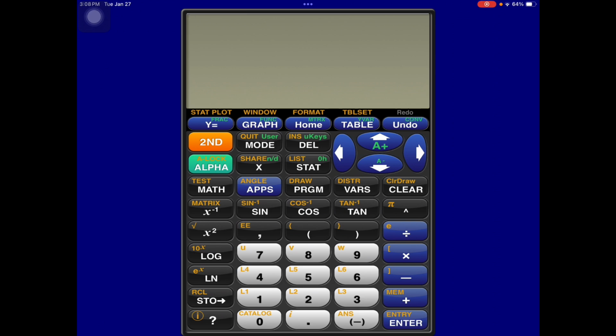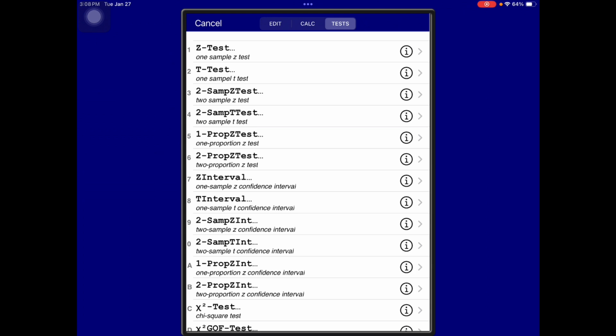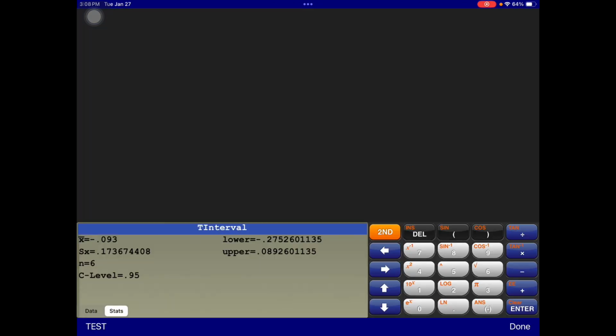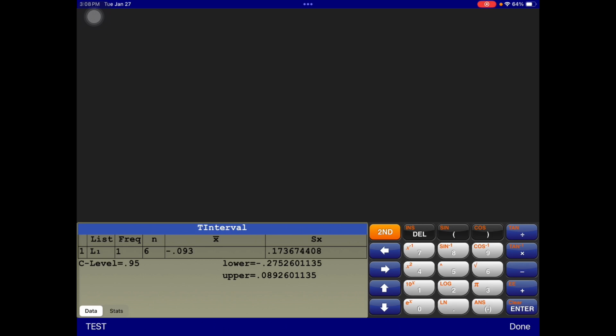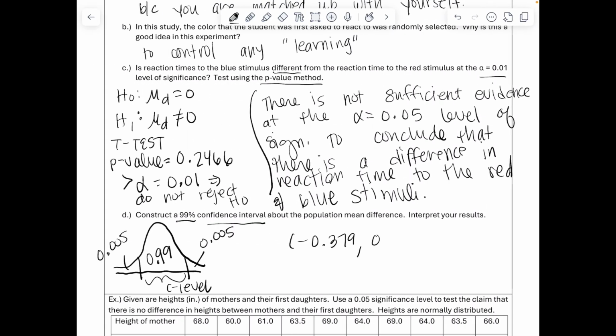On your graphing calculator, you should already have the values entered into L1 from the previous part. So this time we are just going to go to Stat, Test, and we're going to calculate our T interval. And with our T interval, we are using data. Our confidence level is 0.99, so make sure we have it set for that. And then rounding our lower and our upper bounds to 3 decimal places. From the graphing calculator, we get a lower bound of negative 0.379 and an upper bound of 0.193.